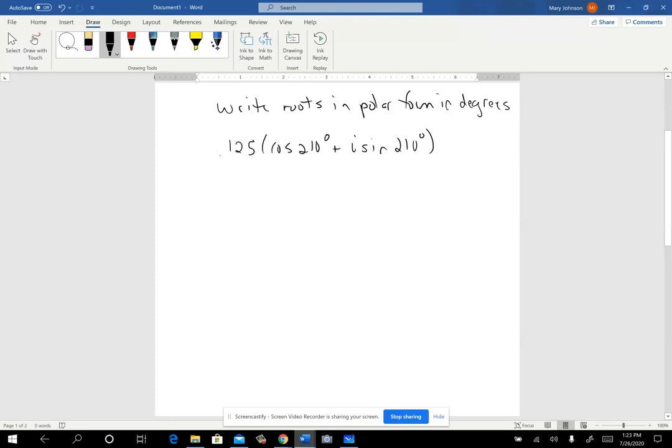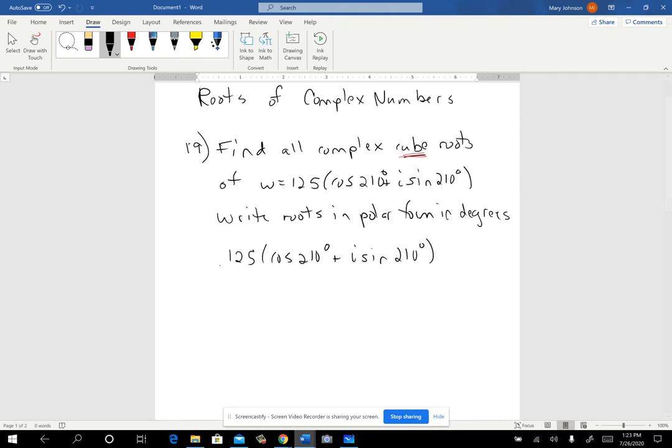All right, so in the last video, we were looking at finding powers of a complex number that was written in polar form. And now I'm flipping that around and I want to find the roots. And here I want cube roots, all the cube roots of this number, and it's a complex number written in polar form. So we're going to do something similar to what we did when we were finding powers.